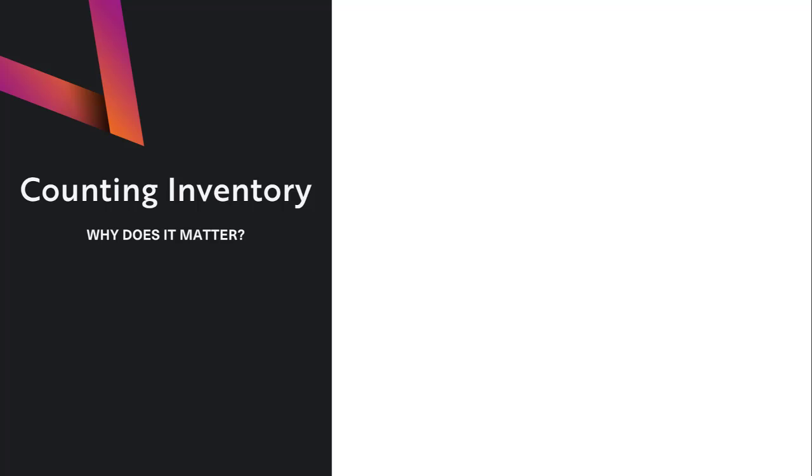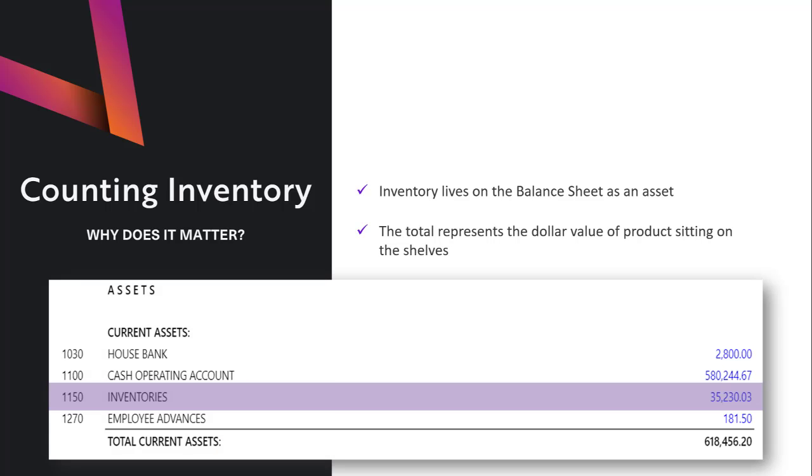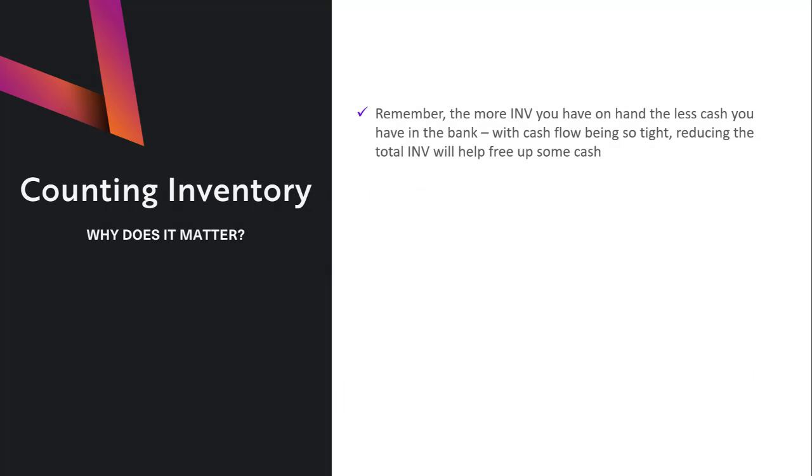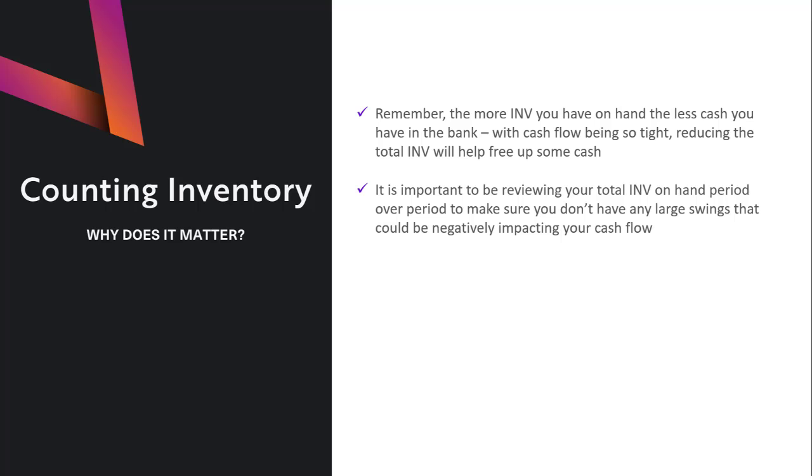Now, why does counting inventory actually matter? Your total inventory dollars live on your balance sheet as an asset, and they represent the total dollar amount of product you have on your shelves. The recommended best practice is to keep this number as low as you can without running out of product. Remember, the more inventory you have on hand, the less cash you have in the bank. With cash flow being tight for restaurants, reducing the total inventory value will help free up some of your cash. It's important to be reviewing your total inventory on hand, period over period, to make sure you don't have any large swings that could be negatively impacting your cash flow.